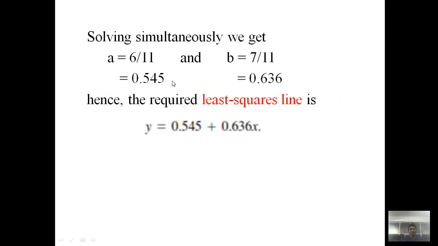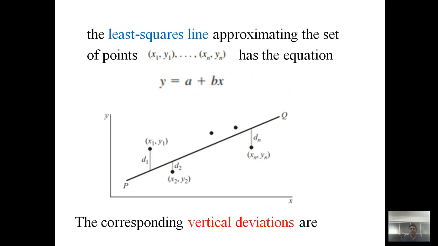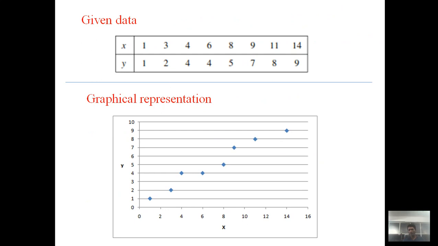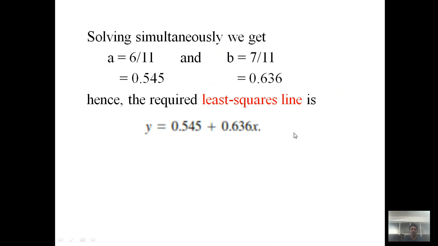By solving, you get the value of a as 6 by 11, which is equivalent to 0.545, and the value of b as 7 by 11, that is 0.636. But we know that the best fit line, which passes through all these points, has the equation a plus bx, because the equation of a line is a plus bx. So y is equal to a, that is 0.545, plus b, that is 0.636, into x. So this equation is known as the least square equation of the line.